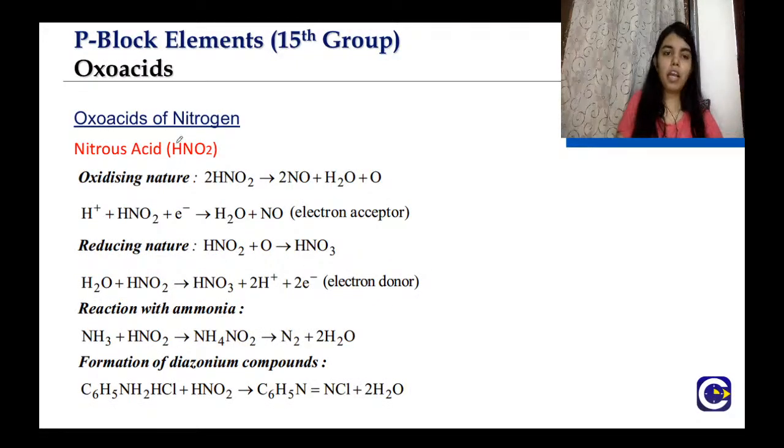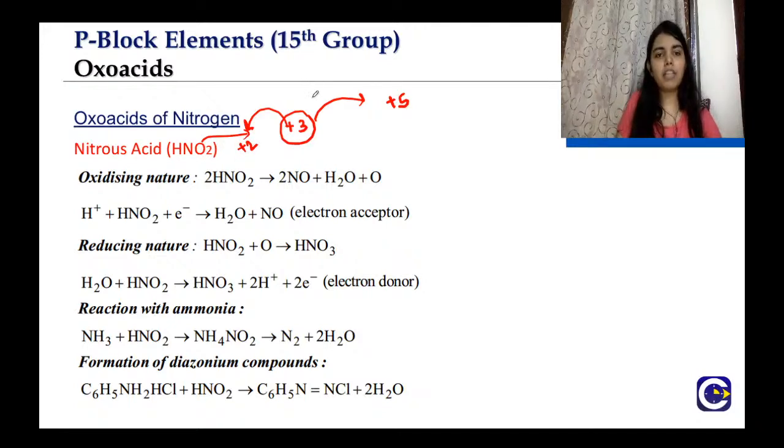Now this is very important: HNO2, because its oxidation state is plus 3, can go to the oxidation state of plus 5 and also to lower oxidation states like plus 2 or plus 1. So it can act as both a reducing agent and an oxidizing agent. When it acts as a reducing agent, it oxidizes itself to plus 5. When it acts as an oxidizing agent, it reduces itself from plus 3 to plus 2. Here HNO2 is forming NO, that means plus 3 is being converted into plus 2, so it is being reduced and acts as an oxidizing agent.